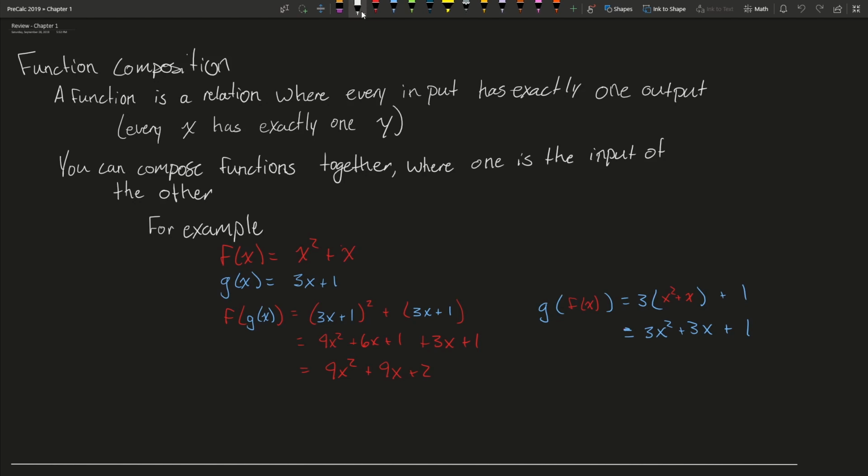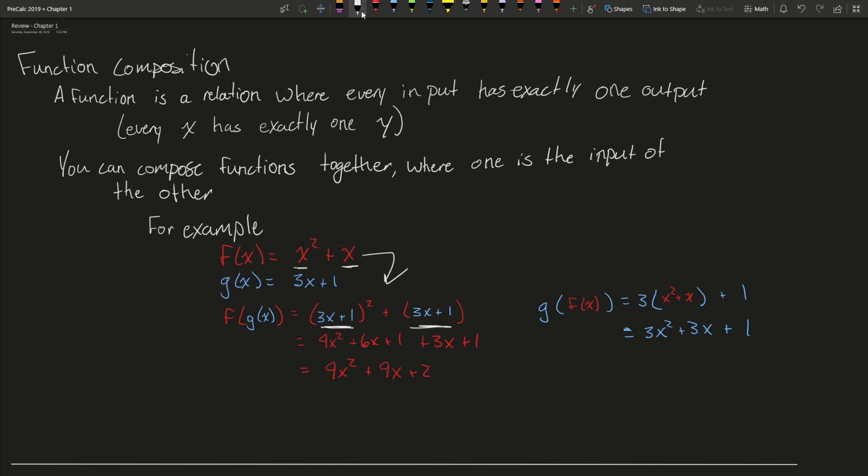So in this example, we have the function f with input x, which is x squared plus x. So what this says is that our function f means that we have some input squared plus an input, okay? In the function g, we have 3 times an input plus 1. So when we compose these two, f of g of x, we're really taking g of x, squaring that, and adding it as well, just like in f of x.